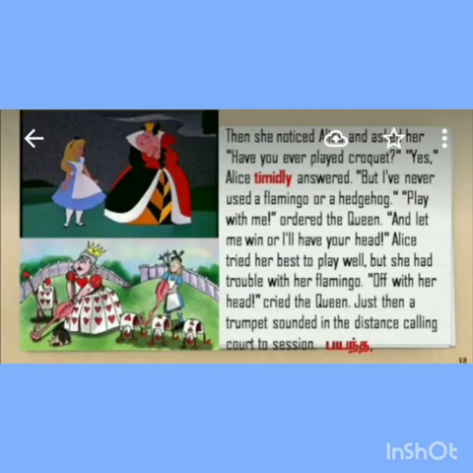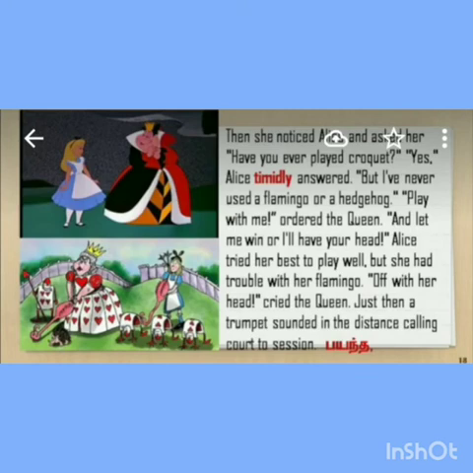See the next paragraph, children. Here the queen and Alice are conversing. What the queen is saying means whether you have played the croquet game before. So for that Alice says, yes I have played. Flamingo means a kind of bird, hedgehog means mullamantree we say. So the queen is asking Alice to play with her, and also she is saying that I'll win otherwise I'll cut off your head.